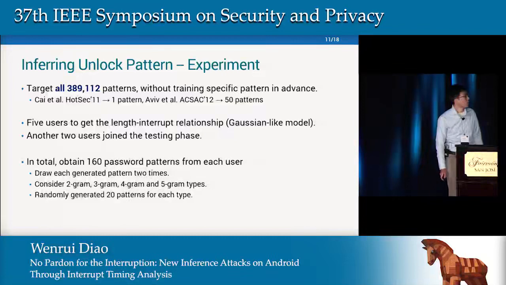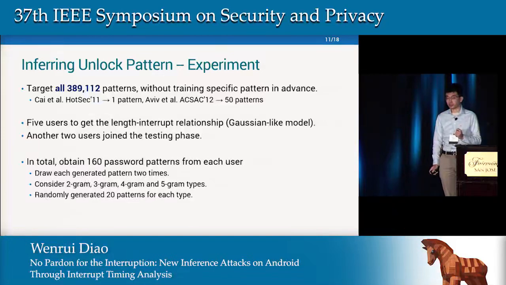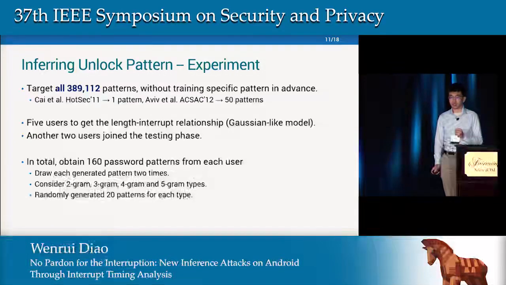In our experiment setting, we target the impossible patterns. Also, without training a specific pattern in advance, which is different from previous work that only focused on a very small set. We use 5 users to get the length-interrupt relationship, that is the Gaussian-like model. And we invited another 2 users to join the testing phase. In total, we obtained 116 password patterns from each user.